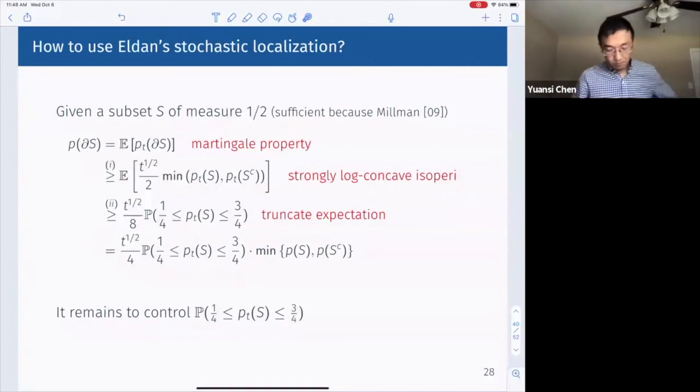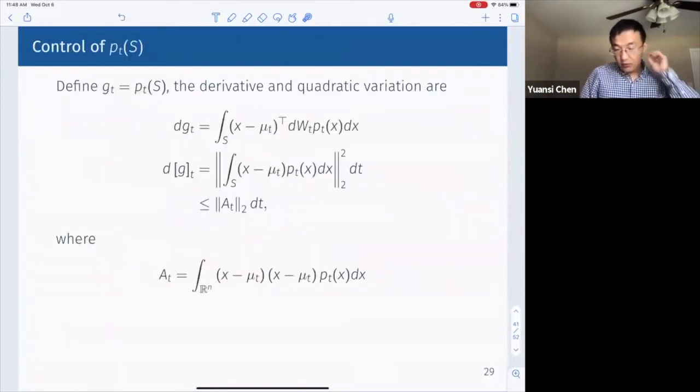Okay, so it remains to control this quantity, and let's look at this quantity and take the derivative. We define it as g_t, and I explained that when you take the derivative of this quantity, it becomes a linear function multiplied by this p_t, but now it's only over S.